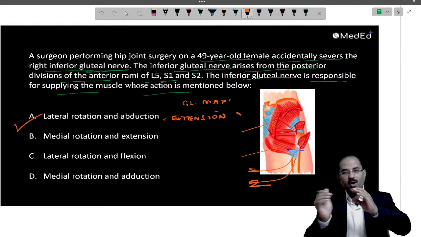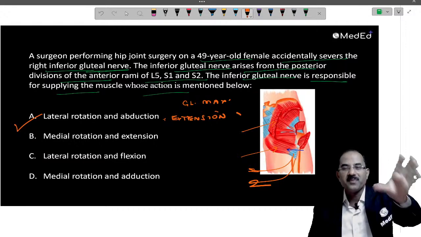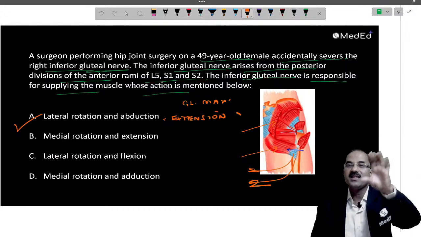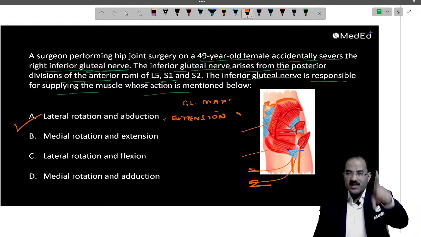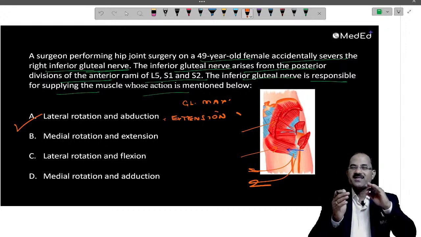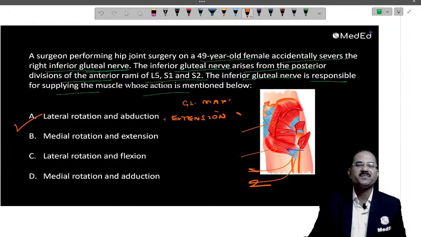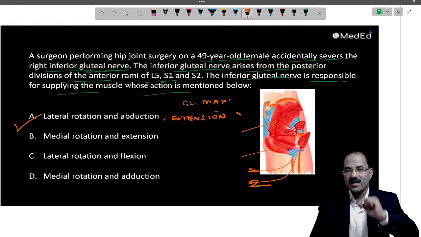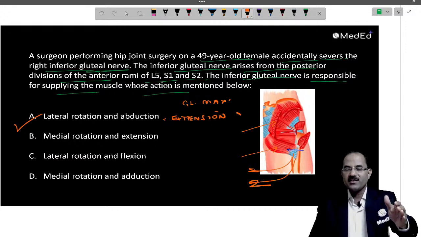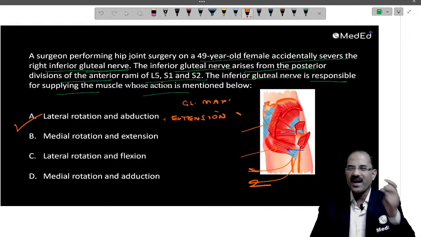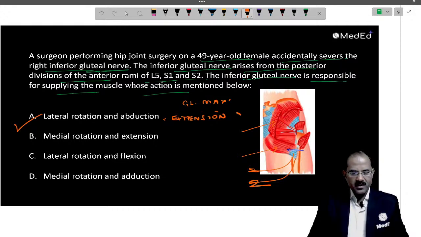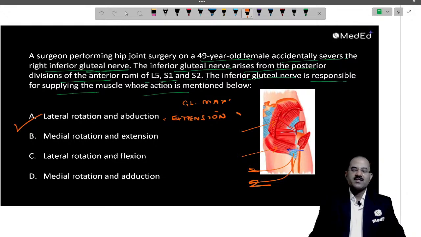It is inserted on the gluteal tuberosity of the femur. The gluteus maximus is also attached to the iliotibial tract. It is a very powerful extensor of the hip joint. It also does lateral rotation and abduction. The nerve supply of gluteus maximus is the inferior gluteal nerve. Perfect then? The superior gluteal nerve supplies the gluteus medius, minimus, and the tensor fascia lata. Very good. Any doubts you have here, you can ask me. Then we'll proceed.